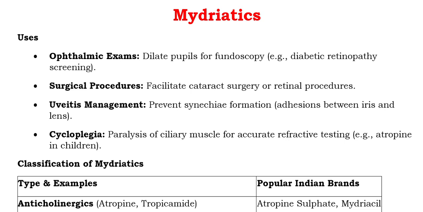Yeah, there are. In managing uveitis, that's inflammation of the eye's middle layer, mydriatics actually play a therapeutic role there. They help prevent synechiae. Synechiae? Yeah, they're like adhesions, sticky bits between the iris and the lens. And those cause problems. Big problems. Can lead to complications like increased eye pressure. So mydriatics help stop that from happening. That's a really smart preventative use.